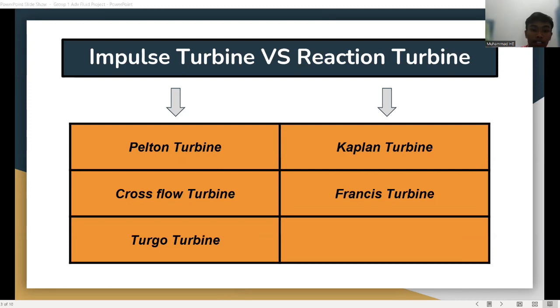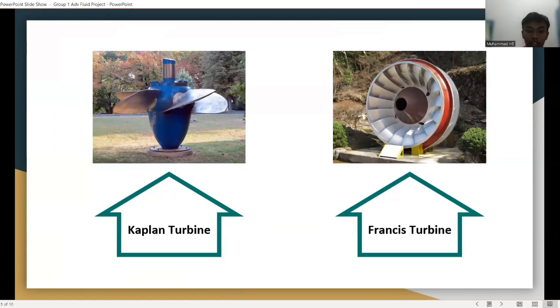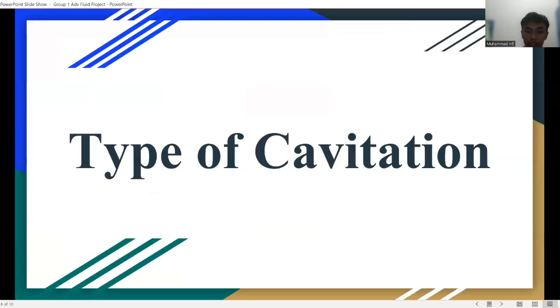So there are three types of impulse turbine. The first one is the Pelton turbine, then the cross flow turbine, and the turgo turbine. For reaction turbine, there are two types, which are the Kaplan turbine and the Francis turbine. So as we can see, these are examples of the turgo turbine, cross flow turbine, and the Pelton turbine. And these are the examples for the Kaplan turbine and also the Francis turbine.